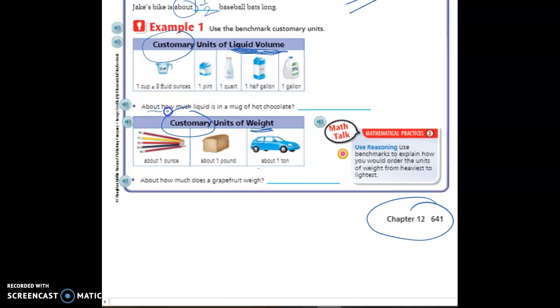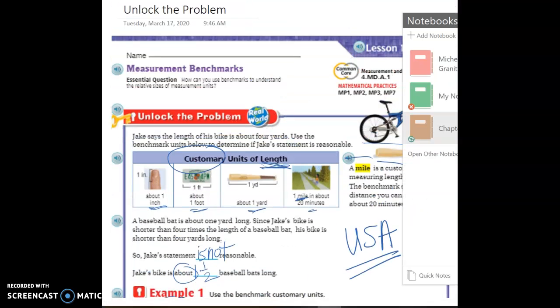So it says right here, about how much liquid is a mug full of chocolate? 1 cup. About how much does a grapefruit weigh? Well, a grapefruit is about a bigger orange, so we're going to say 1 pound. Go ahead and turn the page. Pause me if you need to.